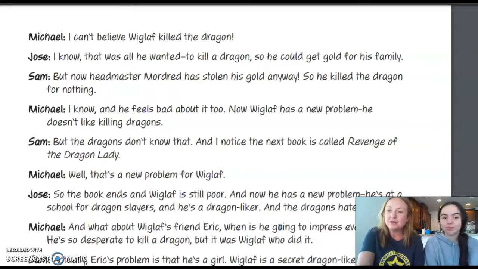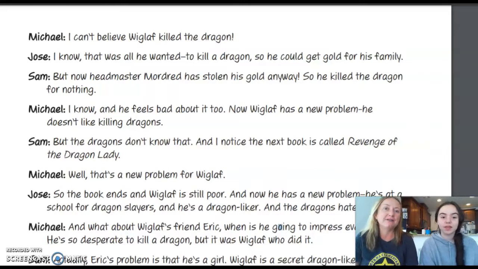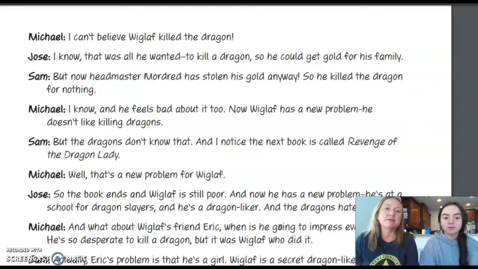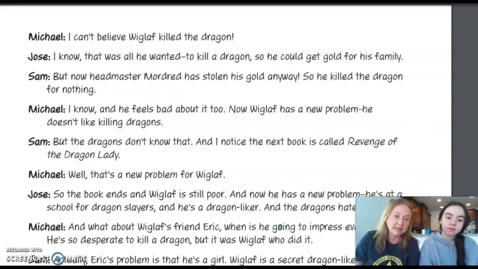I can't believe Wiglaf killed the dragon. I know, that was all he wanted, to kill a dragon so he could get gold for his family. But, oh, there's a Sam too, so I'll be Sam as well. But now Headmaster Mordred has stolen his gold anyway, so he killed the dragon for nothing. I know, and he feels bad about it too. Now Wiglaf has a new problem. He doesn't like killing dragons. But the dragons don't know that.